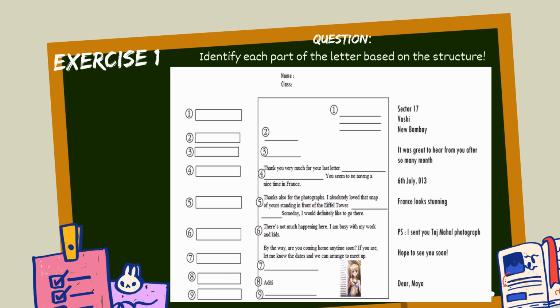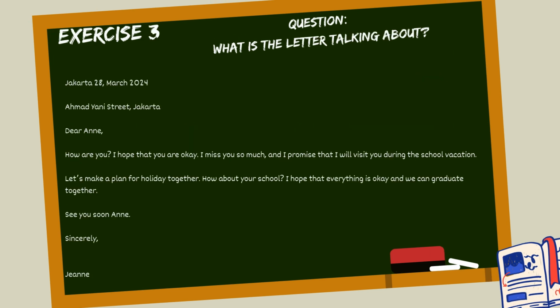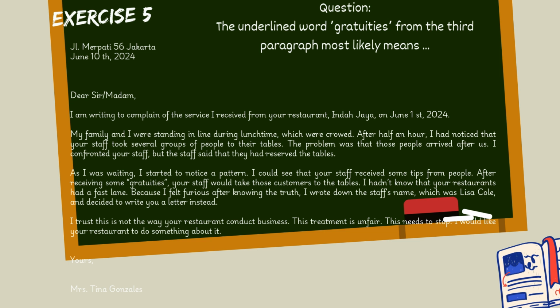You can choose one of the exercises from the 5 exercises here. This is exercise number 1, exercise 2, 3, 4, and the last is exercise 5 here. Well, I think that is it for our presentation and explanation here.